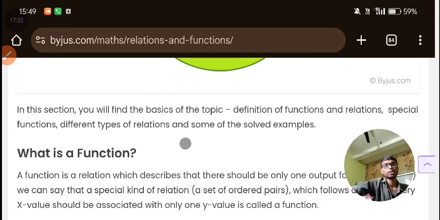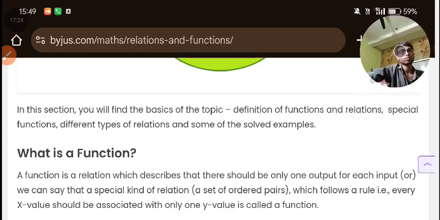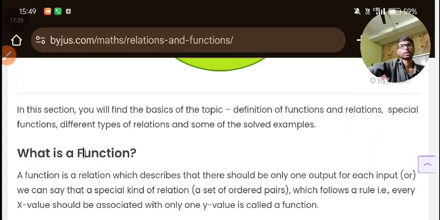And in this section you will find the basics of the topic: the definition of a function and relation, special functions, different types of relation, and some solved cases.